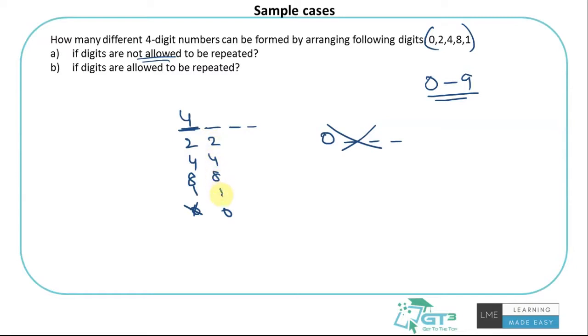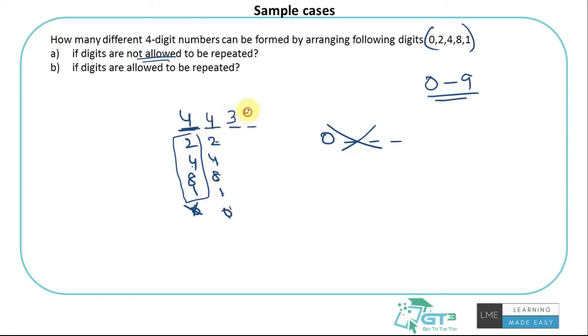Out of 2, 4, 8, 1, 0, one of the 4 has already been used here, so I cannot use that. Let's assume if I use 2 here, I cannot use 2 here, so I can use 4, 8, 1, 0. If I use 4 here, I cannot use 4 here, so I can use 2, 8, 1, 0. So I'll be left with 4 options.